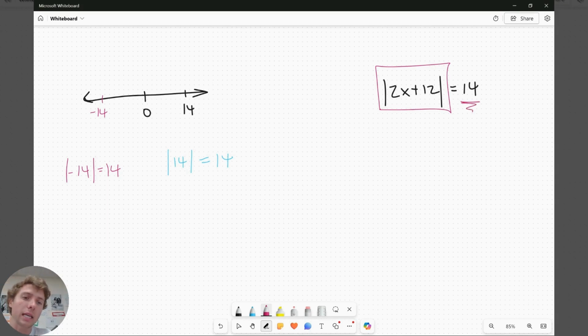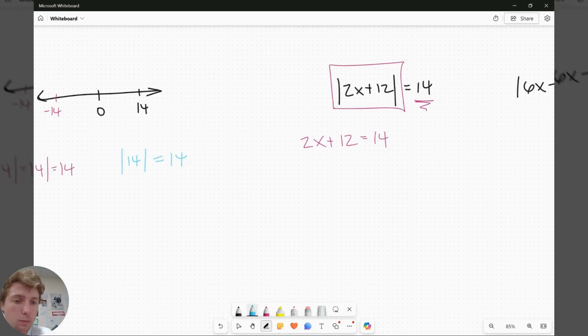There are two ways that the inside could give you a distance of 14. You could say that the inside of it equaled positive 14, and the distance between 14 and 0 is 14. And the other thing you could say is 2x + 12 could also be negative 14. Because if I took the absolute value of negative 14, that would still give me a distance of positive 14. Once you separate those, notice the bars are now gone. You create two equations to get rid of those bars. And now you just solve both of those.